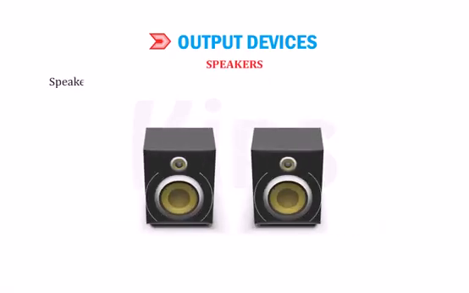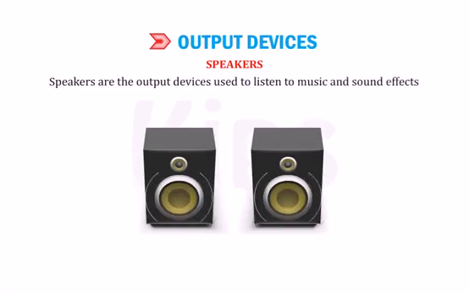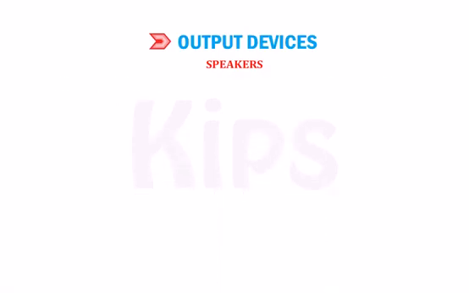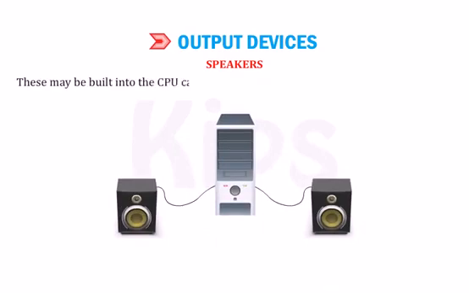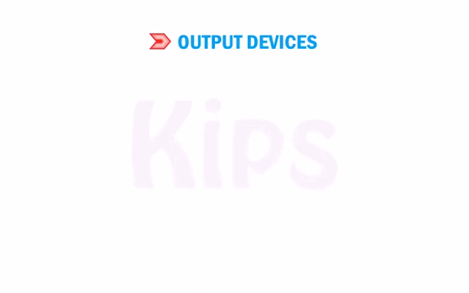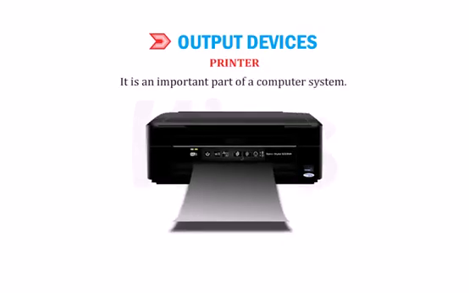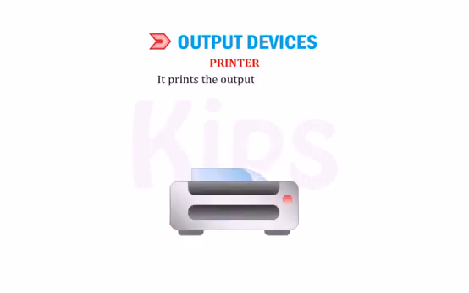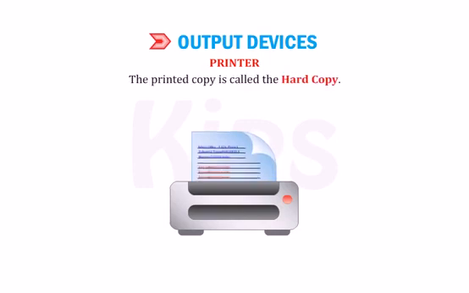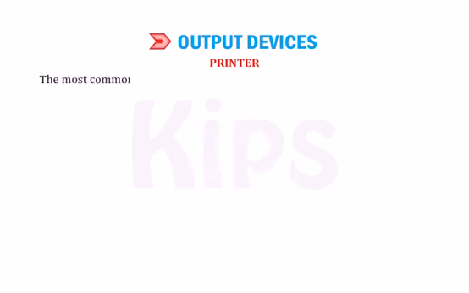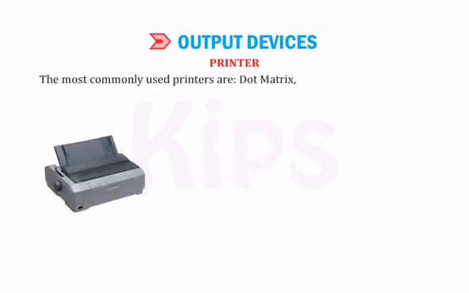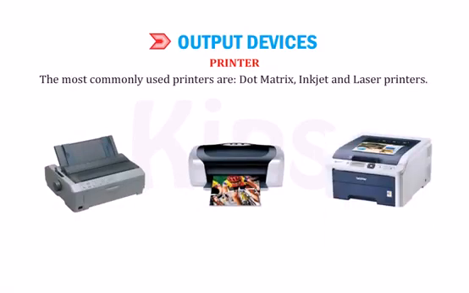Speakers. Speakers are the output devices used to listen to music and sound effects from the computer. These may be built into the CPU cabinet or connected with cables to the CPU cabinet. Printer. It is an important part of a computer system. It prints the output onto paper. The printed copy is called a hard copy. The most commonly used printers are dot matrix, inkjet, and laser printers.